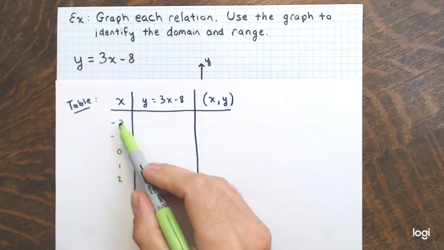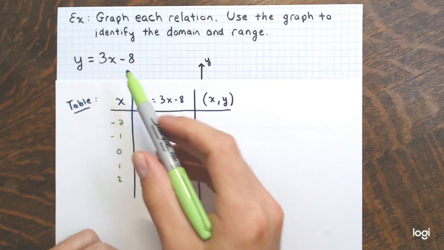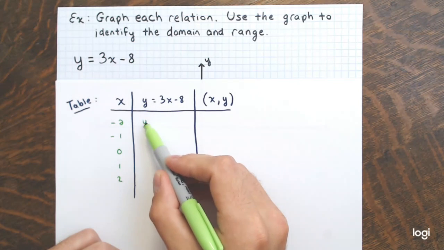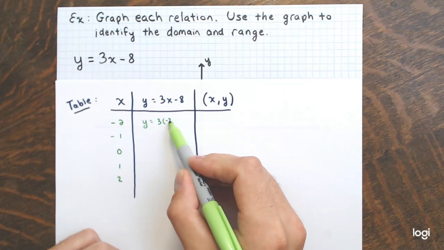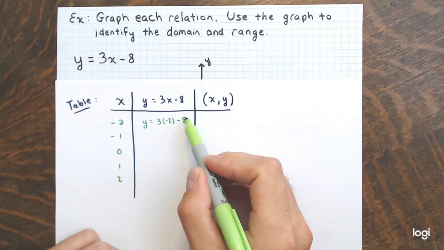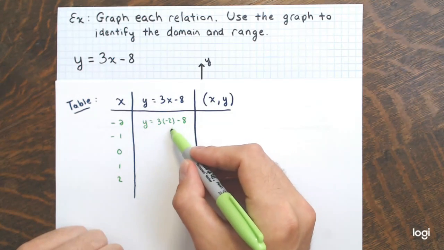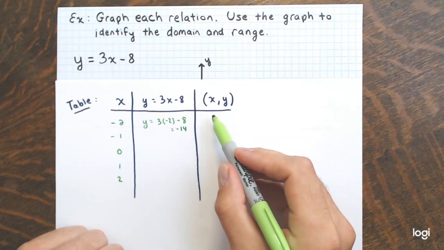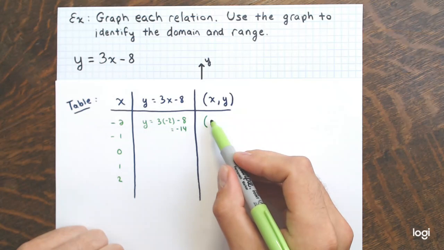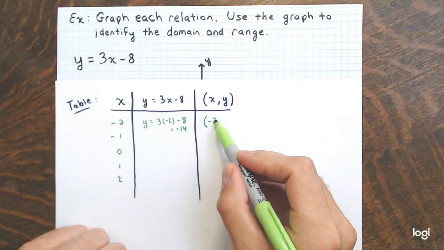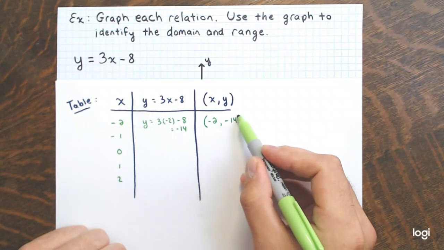Alright, so when I have -2 for an x coordinate or an x value, the way the y coordinate would be found would be just replace x with -2 in the equation. That's 3 times -2 minus 8. You do the multiplication before subtraction. So this would be -6 minus 8. It's -14, right? So the ordered pair that belongs to this relation is, -2 on the x-axis corresponds to -14 on the y-axis, right?